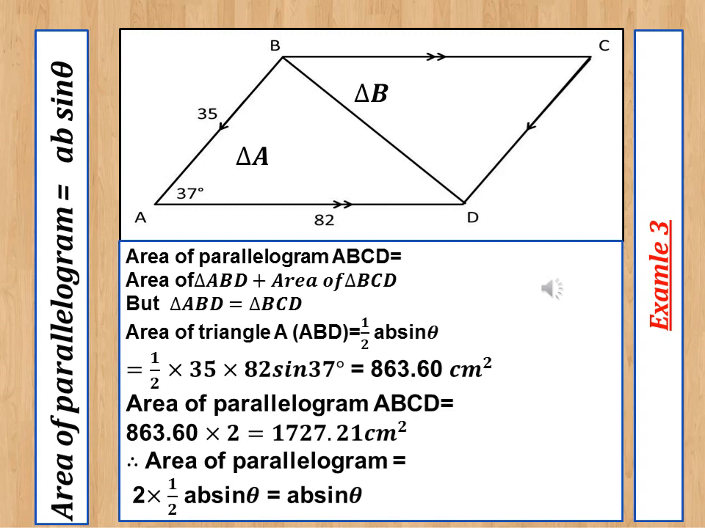That gives us 1,727.21 centimeters squared. And therefore we can say the area of a parallelogram is given by twice half AB sine theta, where half AB sine theta is one triangle, and the parallelogram is made by two triangles. So the area of the whole parallelogram will be 2 times half AB sine theta, which when you cancel, 2 by 2, 1 by 1, gives us AB sine theta. Therefore, if you are given the angle and the two sides that make that angle, the area of a parallelogram is AB sine theta.